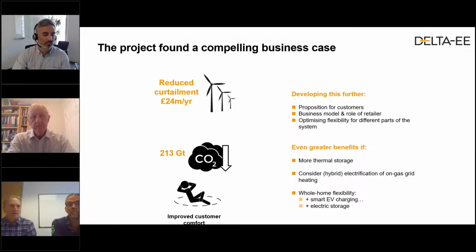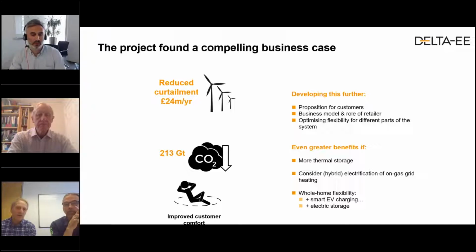So exactly what does the proposition look like for a customer? Are they paying a fixed fee for their heat? Do they get cheaper electricity? Do they get an annual payment a year? How does the business model work? What's the role of the retailer? And how could you enhance these benefits through providing more flexibility, perhaps through a thermal store, use of hybrid heat pumps, or using an immersion heater in a hot water tank, even if it's gas that's powering the home?